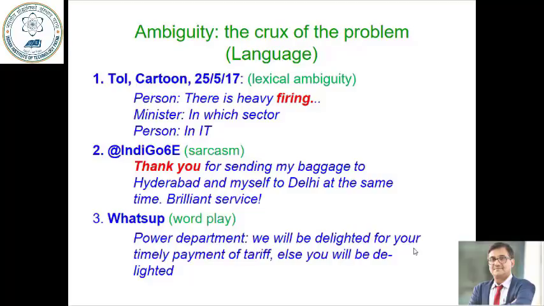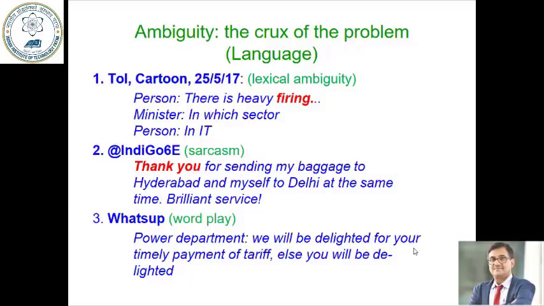Then a very prevalent situation is that of sarcasm, where people intensify their sentiments through the instrument of sarcasm. In sarcasm, the ambiguity situation is that the surface meaning is different from the intended meaning. So here is something from a tweet. Thank you for sending my baggage to Hyderabad and myself to Delhi at the same time. Brilliant service. So the passenger is clearly angry with the airline service.